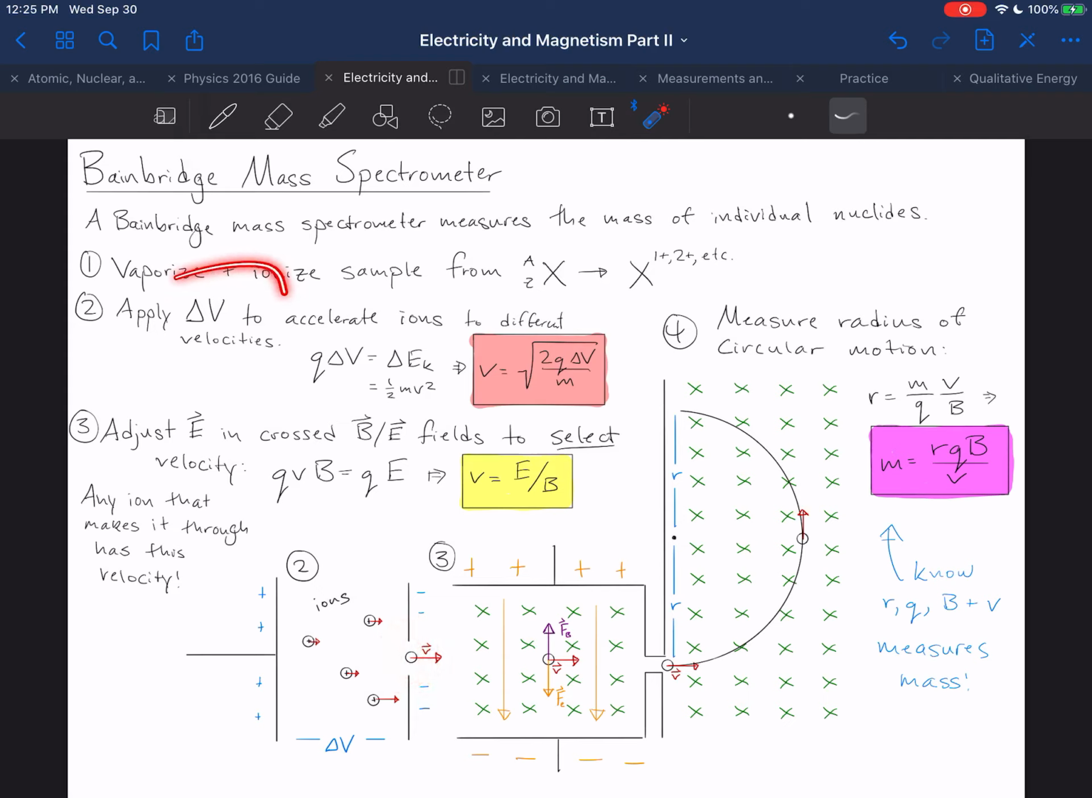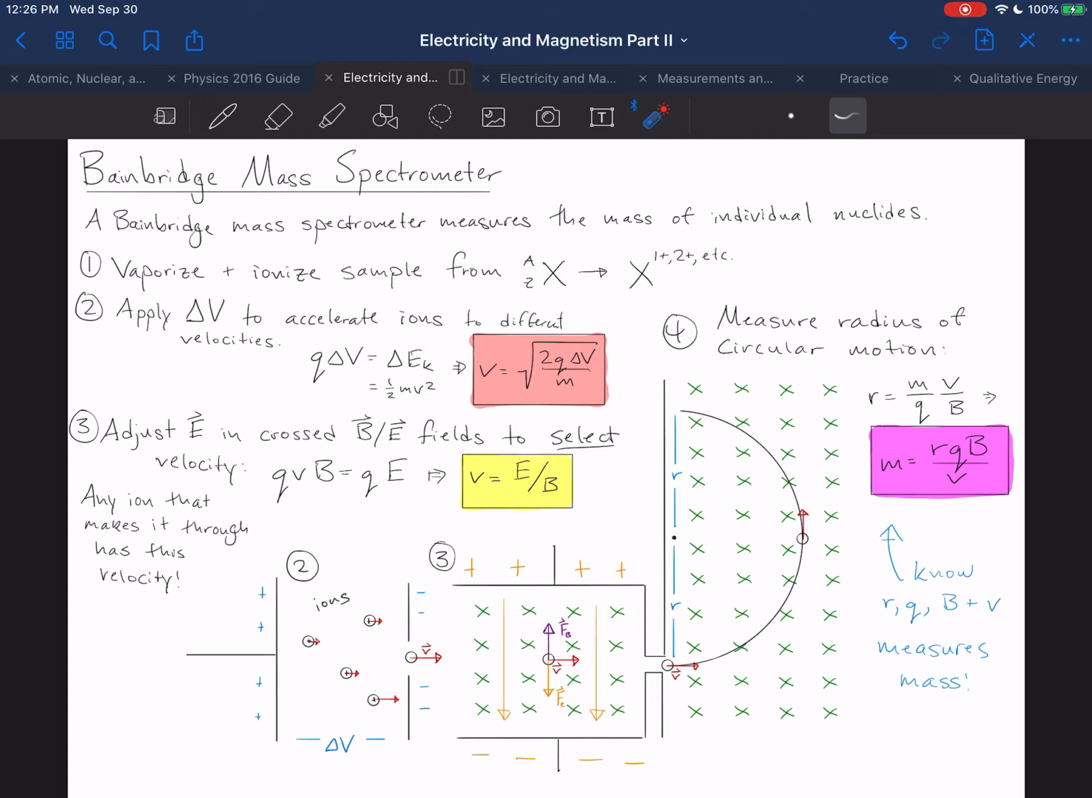Notice that if you're applying a delta V, then you can calculate the change in the kinetic energy by using the definition of potential difference. The definition of potential difference is the work per unit charge, and therefore the charge times the potential difference is the change in the kinetic energy gained by the ions here.